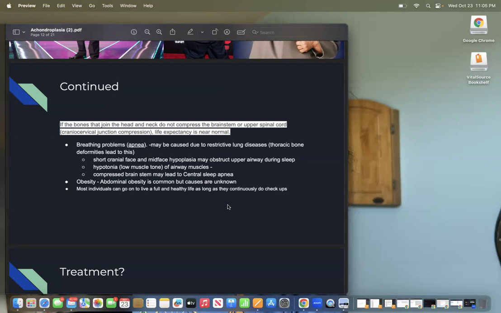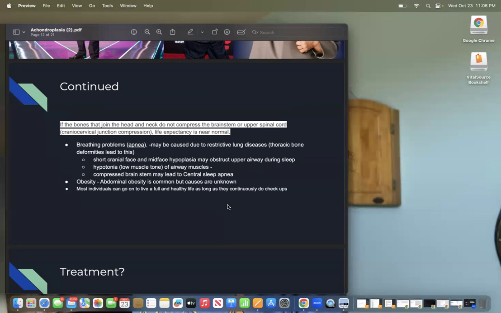Hypotonia, which is low muscle tone of the airway muscles, may also cause central sleep apnea, which is when your, what's it called, your brainstem is compressed. Obesity is also a problem that may occur. Abdominal obesity is common, but the causes are unknown.